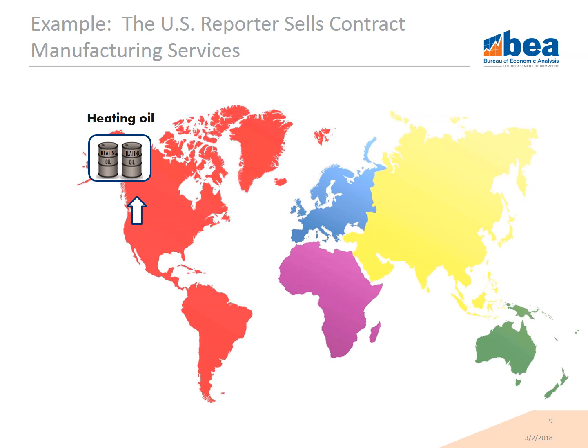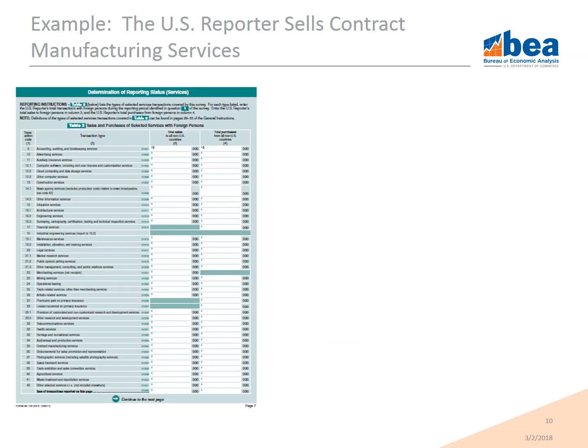For this example, let's assume the U.S. reporter charged the Canadian company $3 million for the provision of these services. Since the U.S. reporter provides contract manufacturing services to one or more non-U.S. countries, this will be reflected as sales of contract manufacturing services.